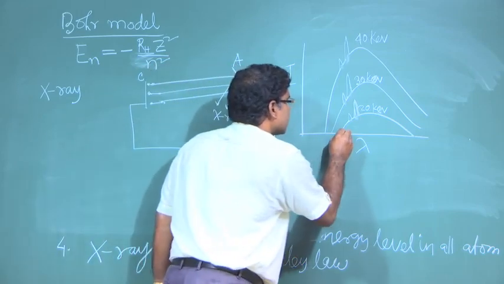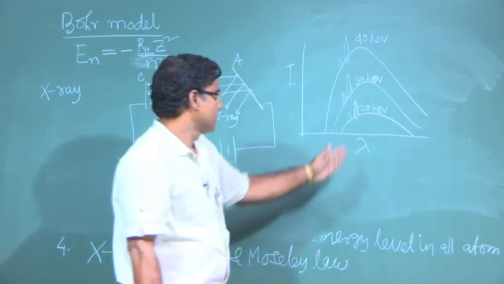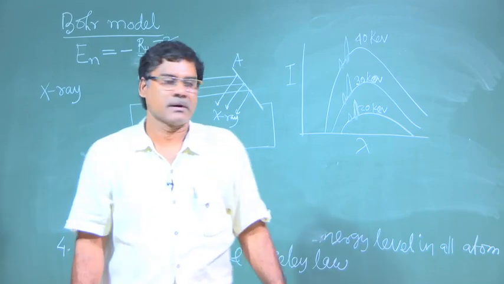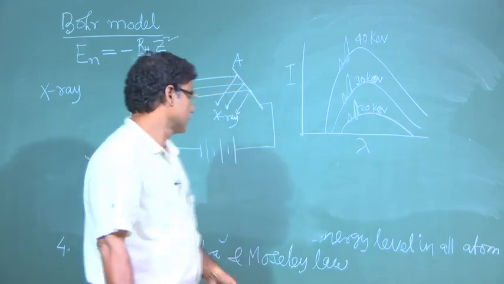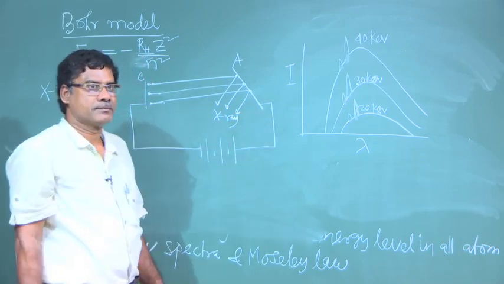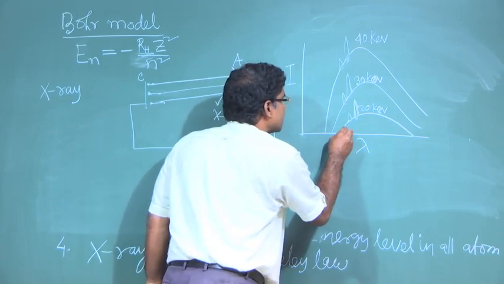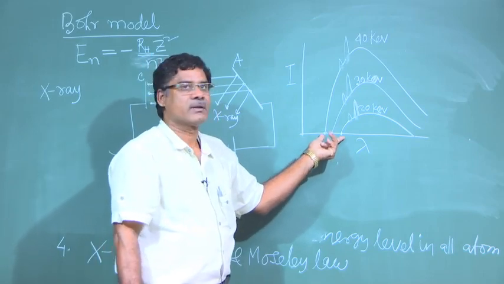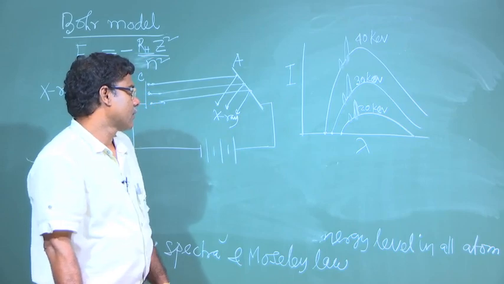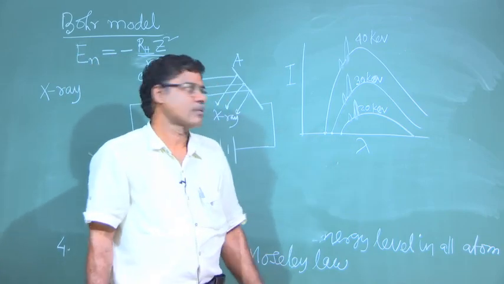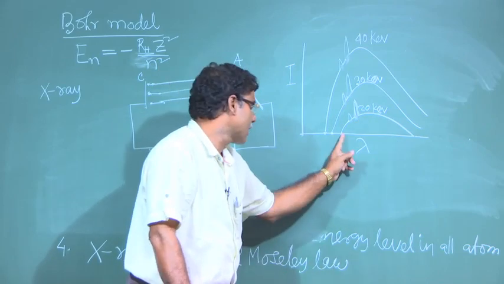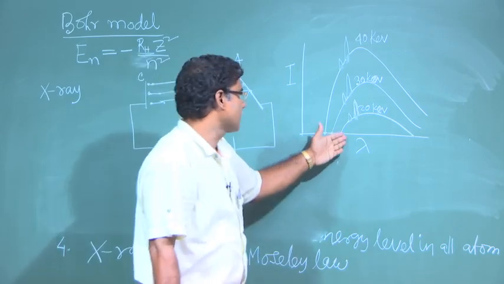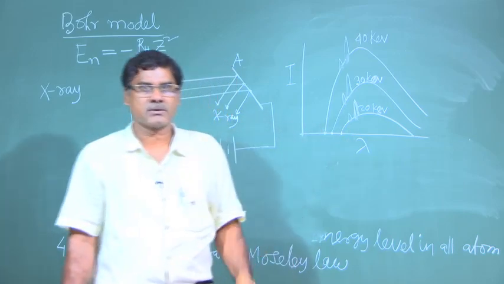Also, the minimum wavelength of this continuous X-ray depends on the voltage applied between the cathode and anode. Okay. So, that was not understood, why it should depend on the voltage. Why is a wavelength smaller than this, for this 20 kilo electron volt, not observed? It seems it is not possible. Okay. So, this issue was not understood.